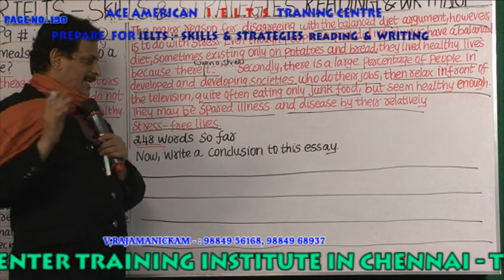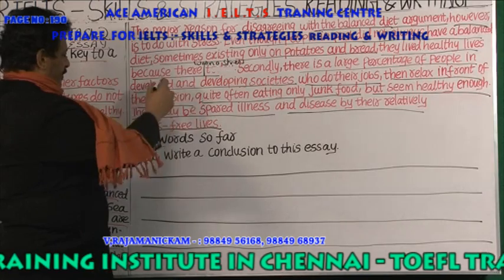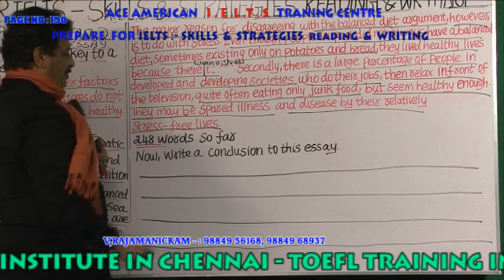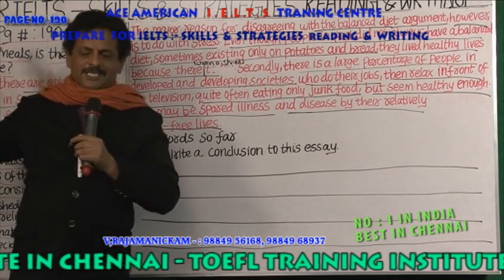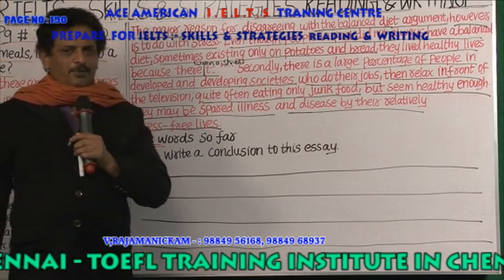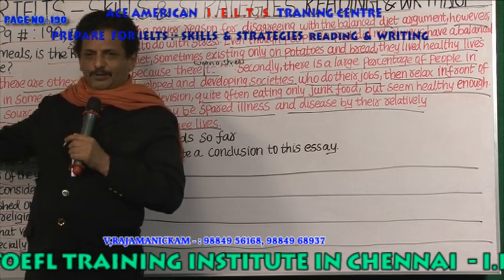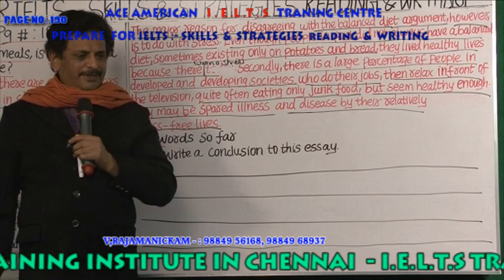So coming here to the conclusion. So totally 248 words are there. Now write a conclusion to this essay. To this essay, you have to make a conclusion. So what can you say, sir? So far, what you have seen is what?